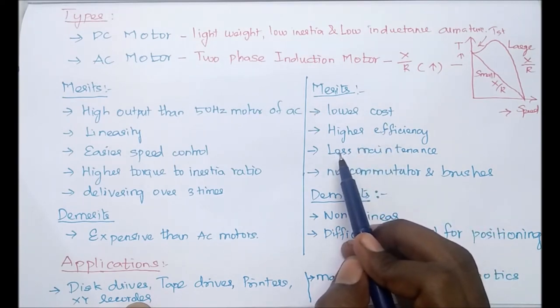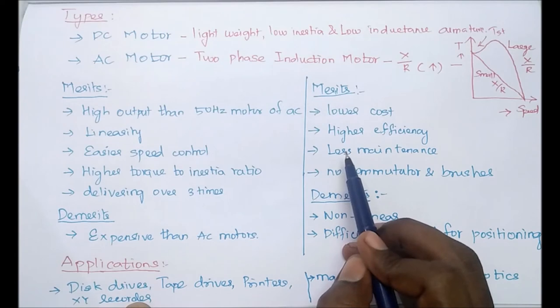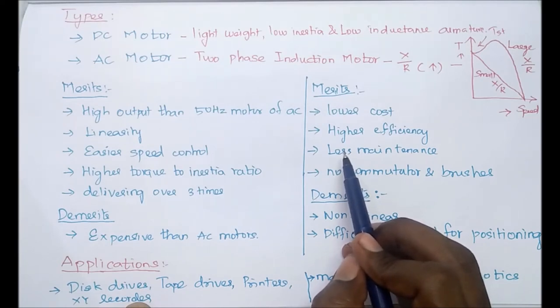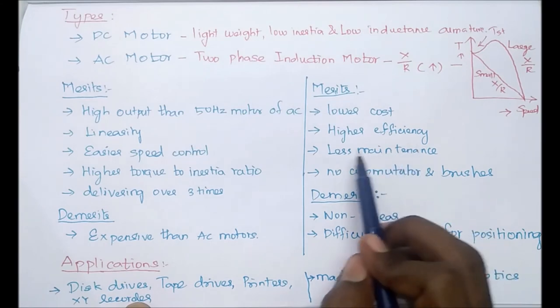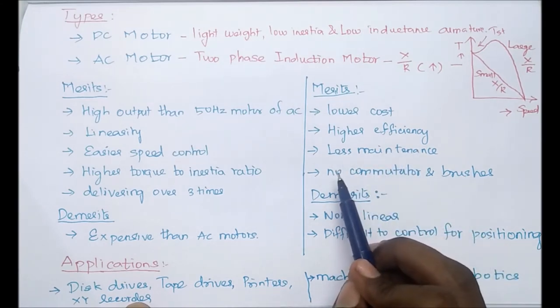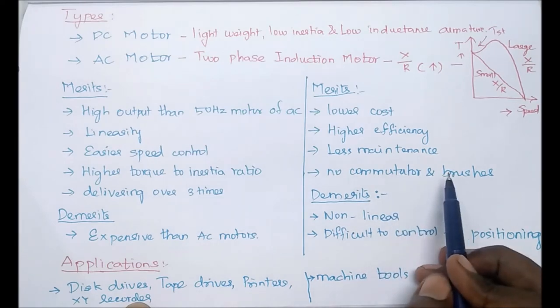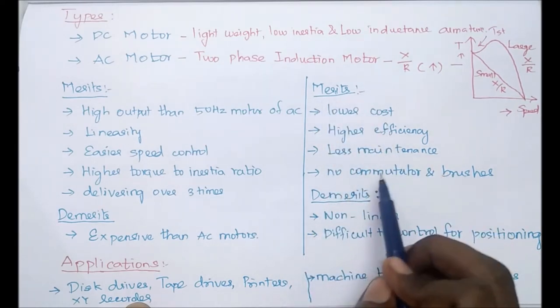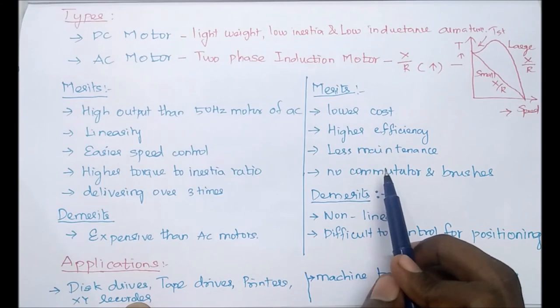So in DC, due to the non-availability of brushes and commutator, we need not do maintenance frequently. Therefore, it will have less maintenance. Next, there is no commutator and brushes. So these are all the important merits of AC servo motor.